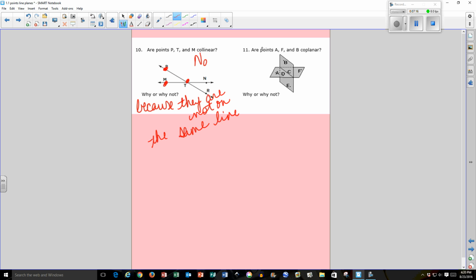All right. Our points A, F, and B. So we have A, B, and F. Are they coplanar? Yes. Any 3 points can make a plane. So any 3 points can make a plane.